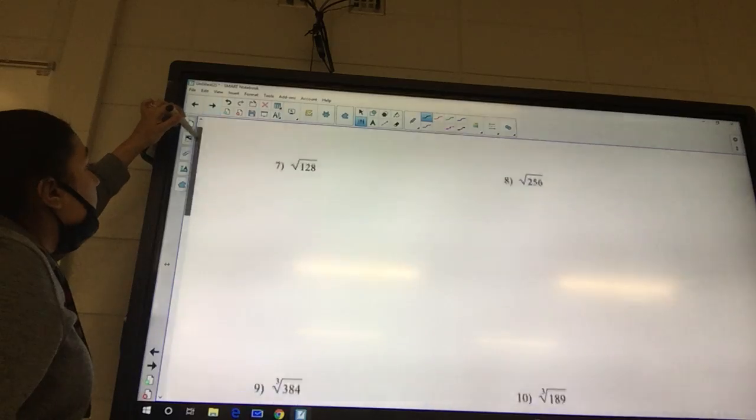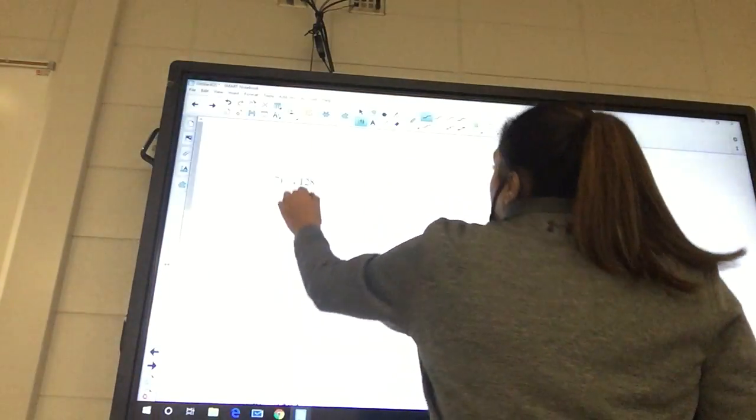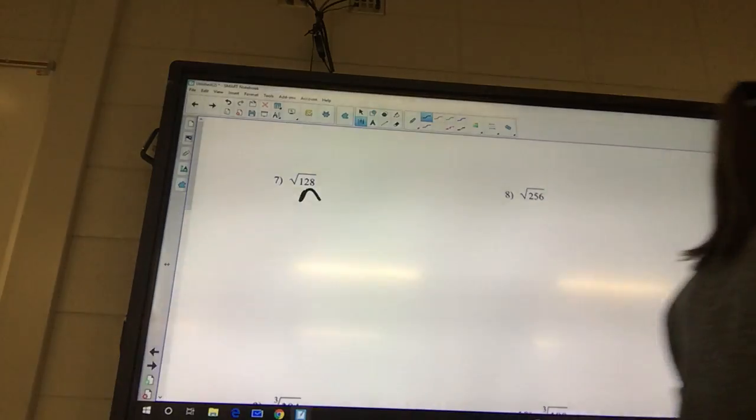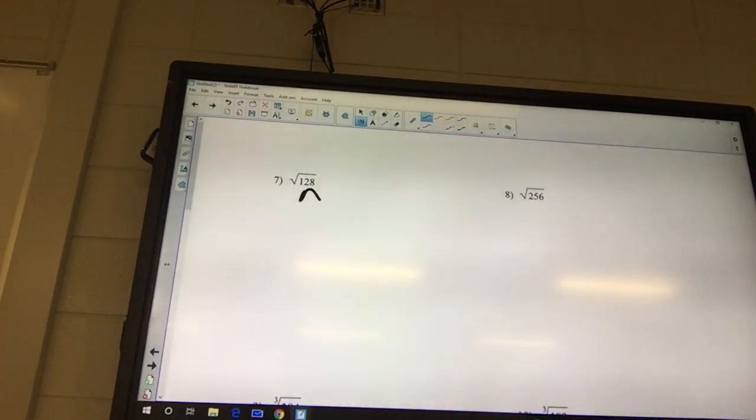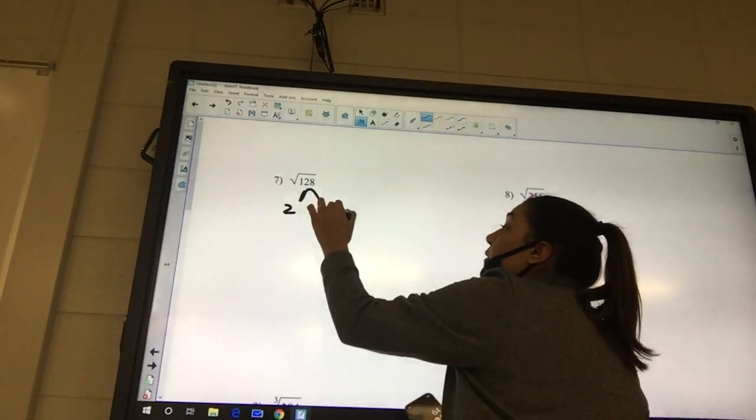Okay, let's look at 7. What are some factors of 128? If you don't know, you can use your calculator and start typing in a number until you get even numbers. If you get a decimal, then you know that doesn't work. So 128 divided by 2 on my calculator, I got 64. So 2 and 64 are factors.